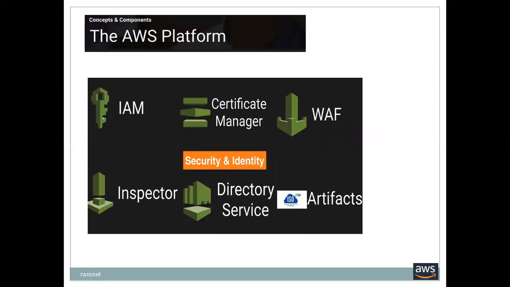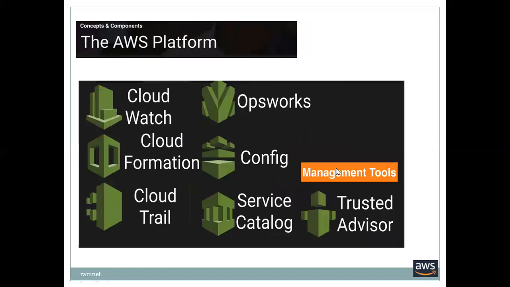Then security and identity. When you talk about that, this is where IAM comes in. IAM means Identity and Access Management. Then Certificate Manager, WAF, that is Web Application Firewall, Inspector, Directory Service, and Artifact. These are all the newer services which have been offered. Normally we use IAM for identity and security otherwise.